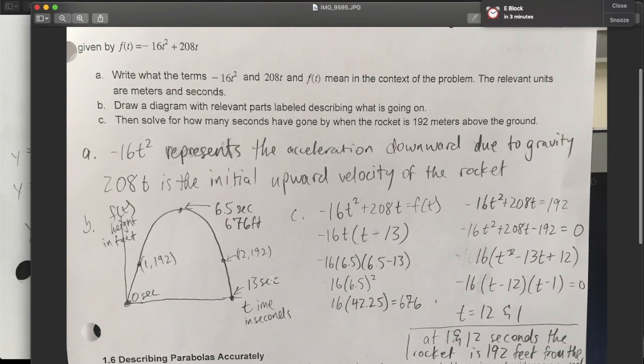At 13 seconds, it's at 0 feet, because you can factor this and figure it out. I wrote this in after I figured out what the factors were, which I have here: negative 16 t and t minus 13. This part's not actually part of solving the problem. It's really part of figuring out that 13 is the other point, when the rocket hits the ground, and also that 6.5 seconds is going to be the top because it's in between 0 and 13, and then plugging in 6.5 gives us our height of 676 feet at the peak.